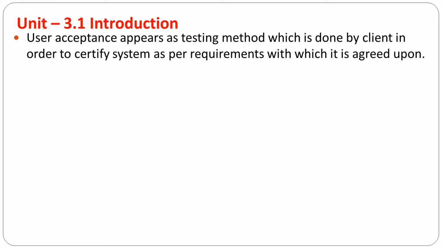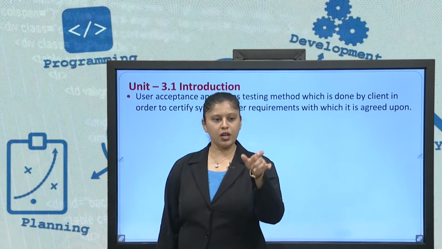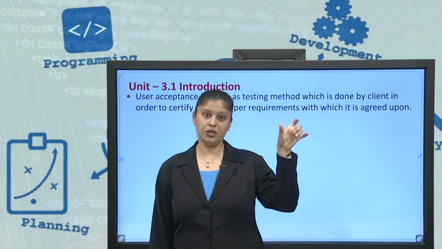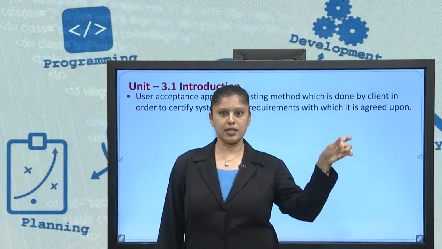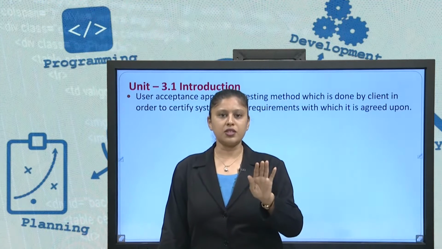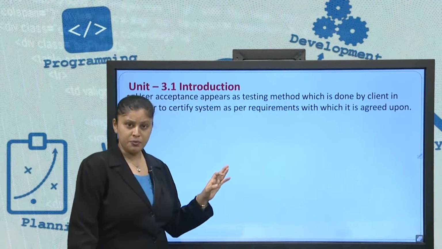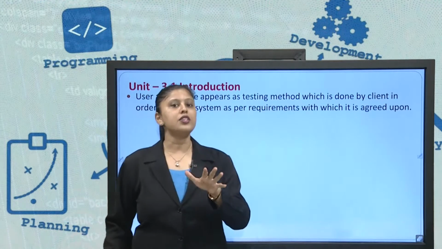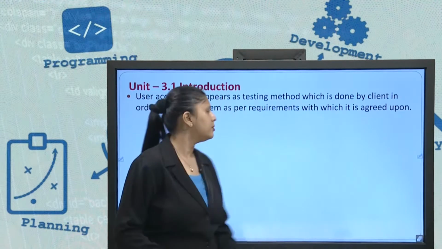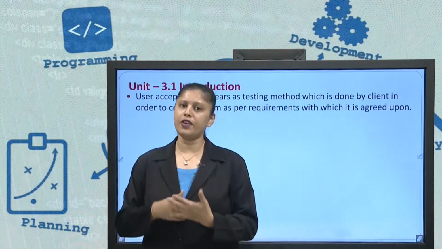User acceptance appears as a testing method which is done by the client in order to certify the system as per the requirements with which it is agreed upon. Now, if you understand just the terminology, user acceptance testing says that if my user accepts that this software is okay and proper, that is called user acceptance, and when it tests for that, it is called UAT, that is user acceptance testing. It is based on the customer requirements that they would have levied before giving us the software for development.